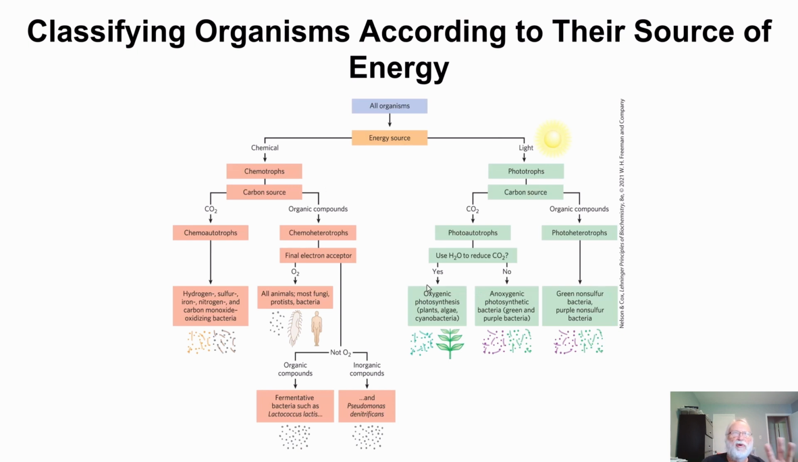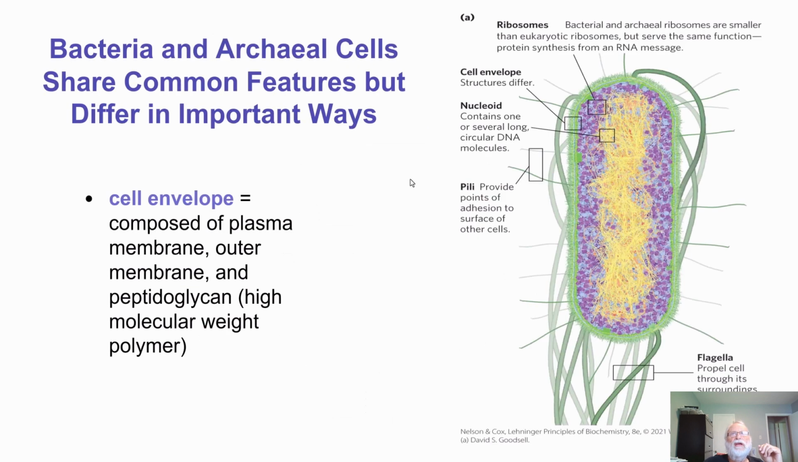And it's kind of broken down into whether it's light or chemistry, and then how oxygen and water are being used in that metabolism. Those are the basic differences between all the organisms. When we start talking about the biochemistry, a lot of those other things will wind up being very, very similar. Let's talk about the structure.